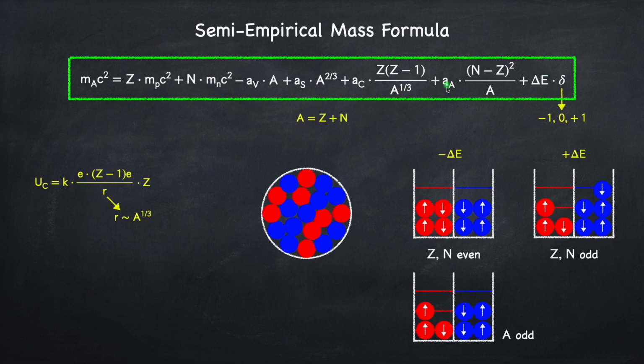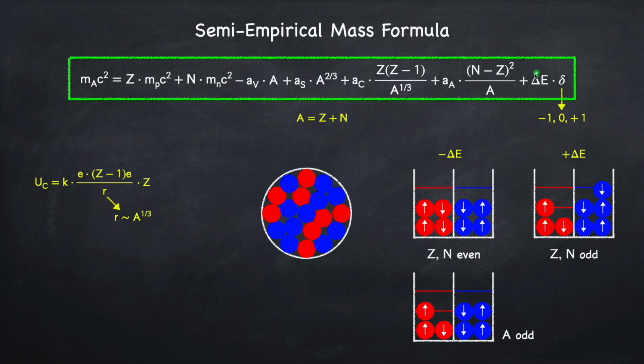The last two terms come from quantum mechanics. This first one is called the asymmetry term, and it has to do with the fact that the more different the number of protons and neutrons are, the higher the energy. So the lowest energy would be if you have the same number of protons as neutrons. For example, in this situation, we have a total of 8 nucleons with 4 protons and 4 neutrons. But in this situation, we also have 8 nucleons, but we have 3 protons and 5 neutrons. And it turned out that this configuration had more energy than this one.